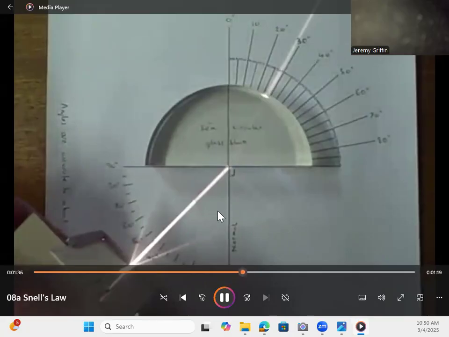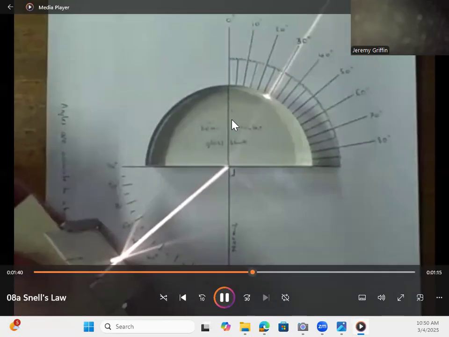Also, guys, notice all these angles are with respect to this. What line is this called again? Normal line. That's what we're measuring the angles with respect to. This is normal to this glass-air surface, perpendicular to that. That's what normal is. Okay?